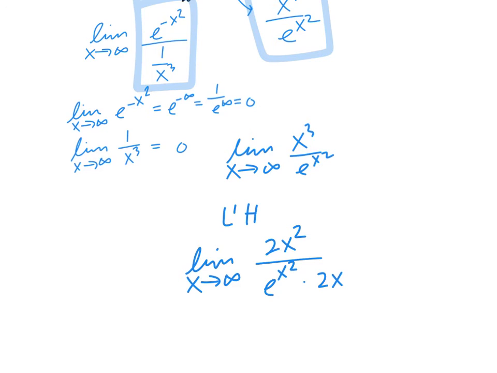Chain rule, right? So take the derivative of the top, which is 3x squared. Take the derivative of the bottom, e to the x squared, chain rule, times 2x. Shouldn't there be 3x squared? 3x squared? Oh, I'm sorry. Yes.